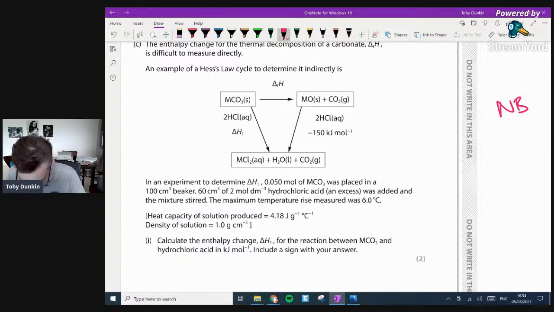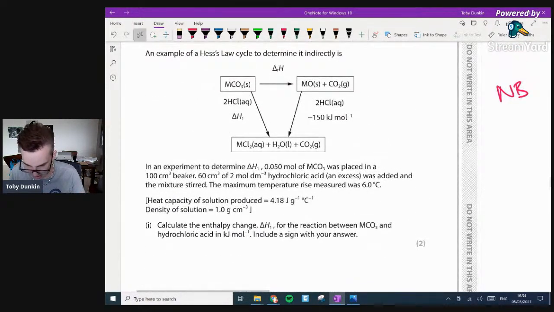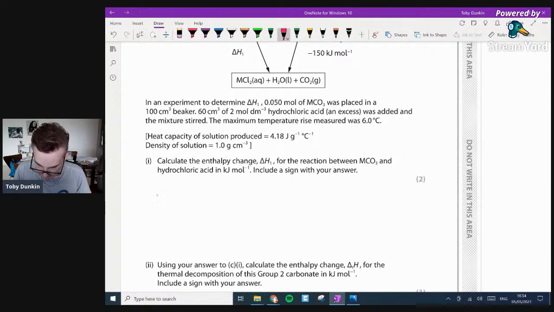Okay. So it says 0.05 moles of MCO3 was placed in a 100 centimetre cubed beaker, 60 centimetre cubed of acid, the maximum temperature rise was 6 degrees Celsius. Calculate the enthalpy change for reaction one. Okay, so it's doing this step by step. So this is, first of all, calorimetry. Q equals mc delta T, followed by divide by 1,000, followed by delta H equals Q over n.